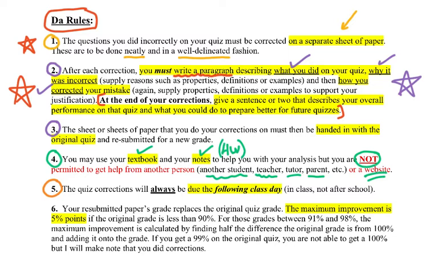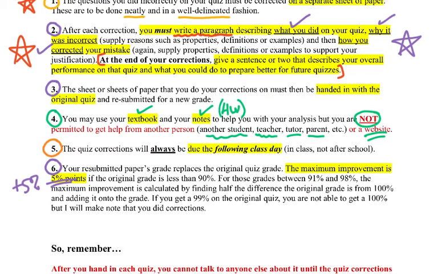All right, now this is the part that we like. When you hand in your quiz corrections, you can get up to 5% back on your quiz. Up to 5% back. So, for example, you got an 85 on your quiz. If you do really great quiz corrections and fix all your mistakes and write beautiful paragraphs, you can get up to a 90%. So that's great. It's a really nice bump. It's not a huge bump, but still it's a really significant bump.